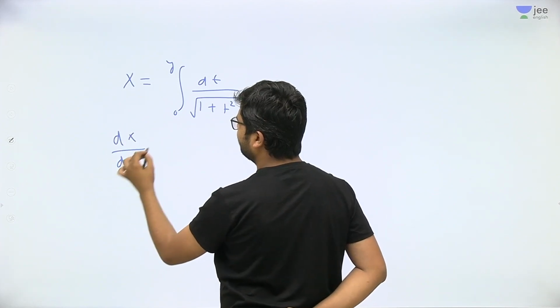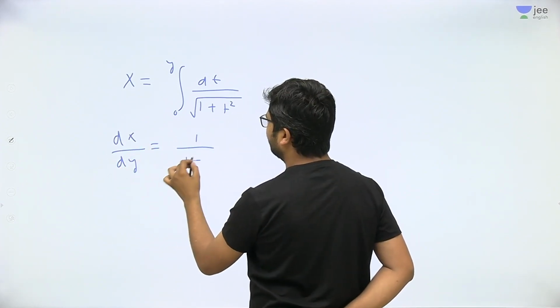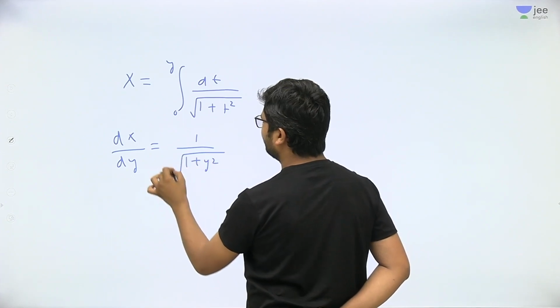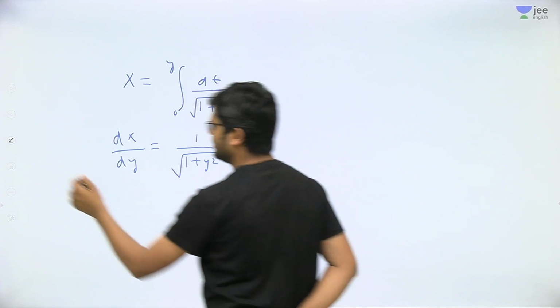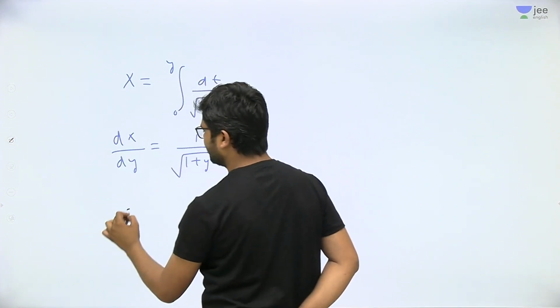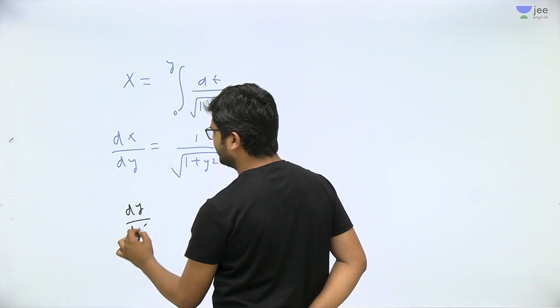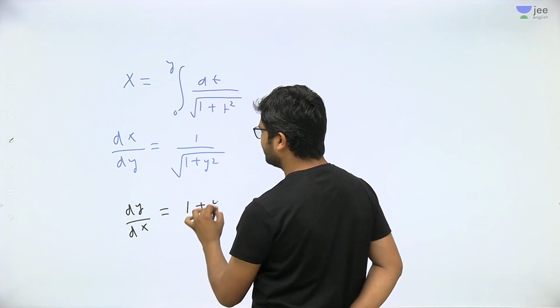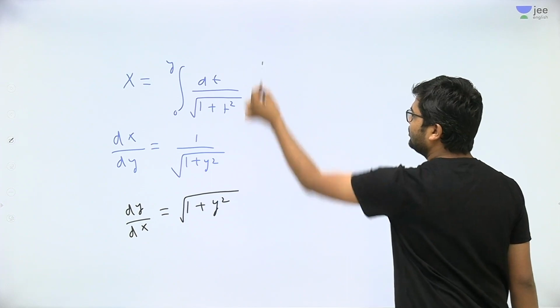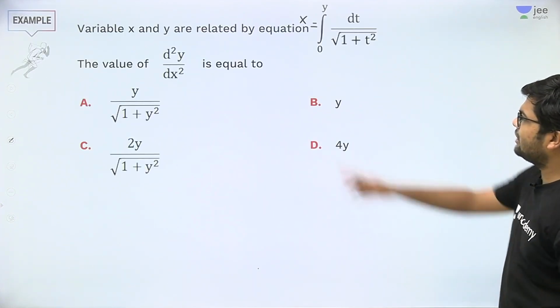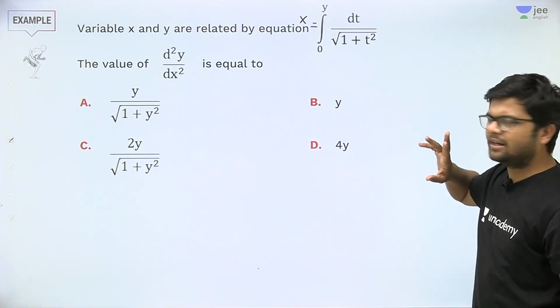dx/dy will come out to be 1 upon square root of 1 plus y², and the derivative of y with respect to y is 1. Now reciprocate it. So if you reciprocate it, dy/dx can be easily written as square root of 1 plus y². Now what you need to find out is d²y/dx².